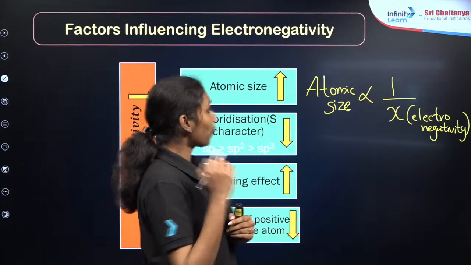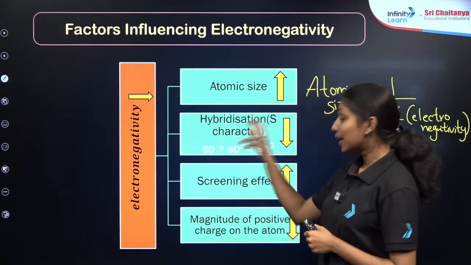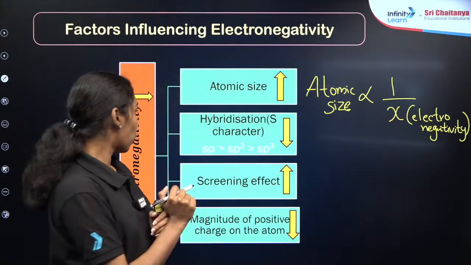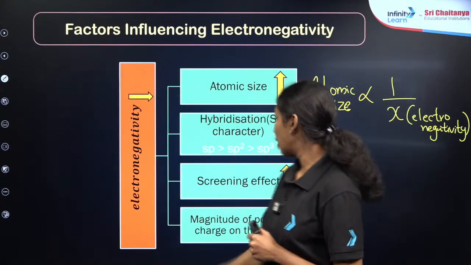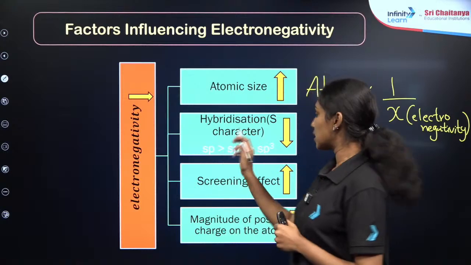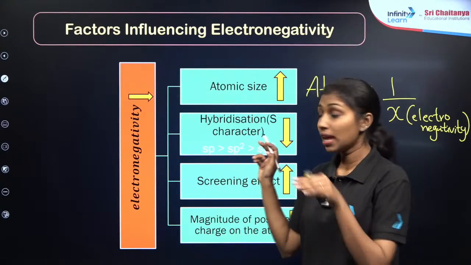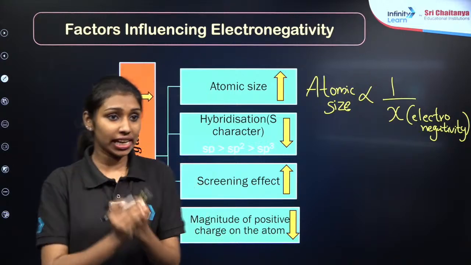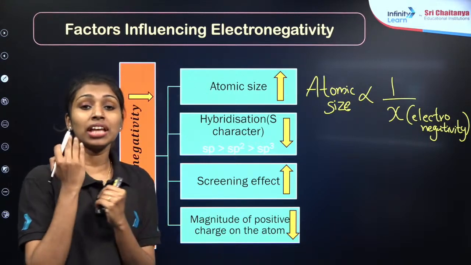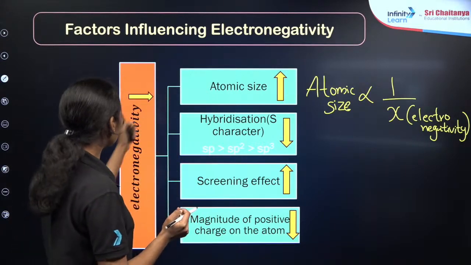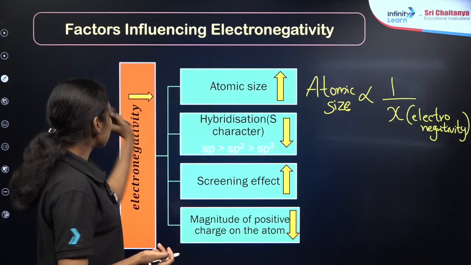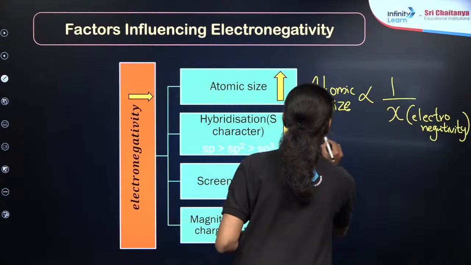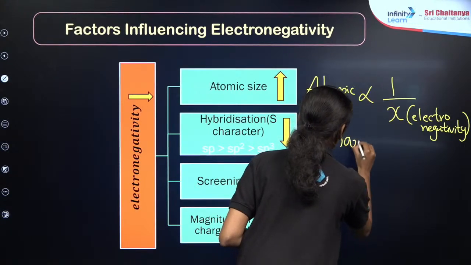The second factor affecting electronegativity is the hybridization, or the S character. You will discuss hybridization in the next chapter, chemical bonding, right? We have three types of hybridization. Mainly we are focusing on sp, sp2 and sp3 hybridization. Whenever the S character in the hybridization increases, what will happen to the electronegativity? It will increase. There is a directly proportional relationship: S character is directly proportional to the electronegativity.